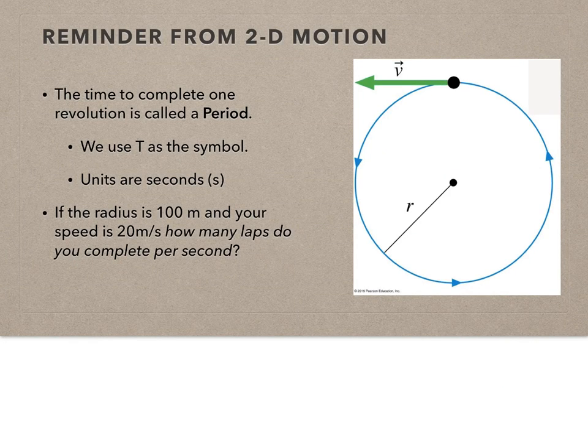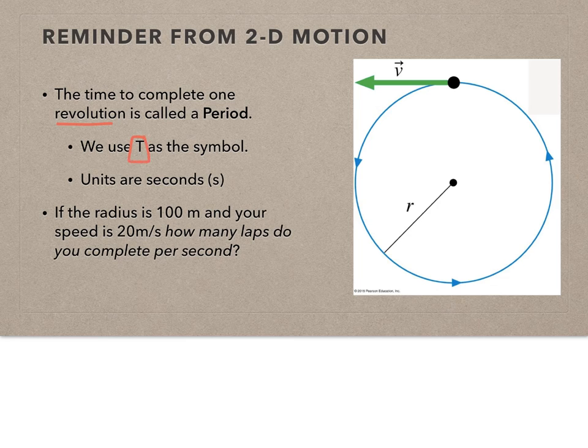All right, and a period is the time it takes to complete one revolution, or one cycle, one lap. Revolution is going to be our generic term for that, because we'll have things that are not cars on racetracks, but also things like old records or CDs or DVDs or Blu-rays, whatever it is that spins. We use capital T for this.